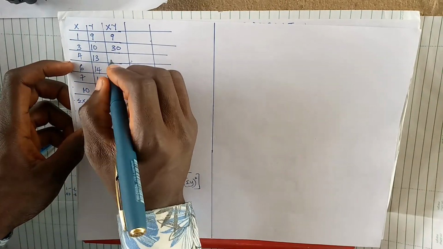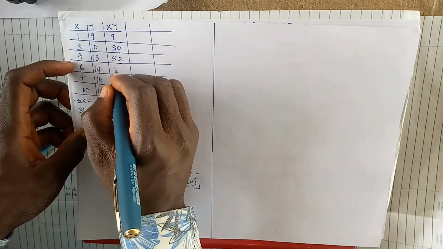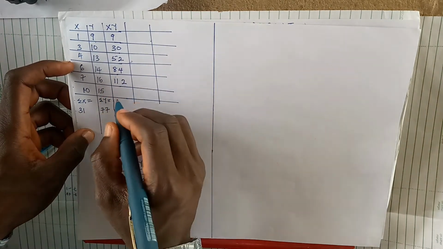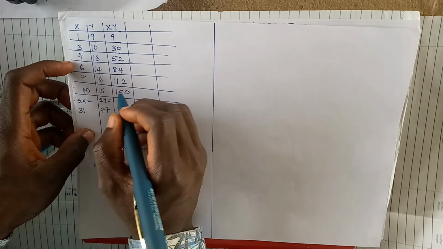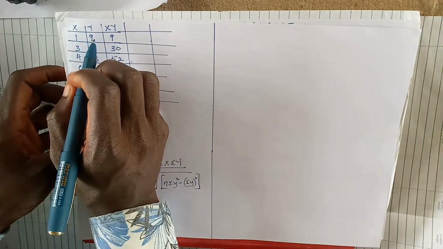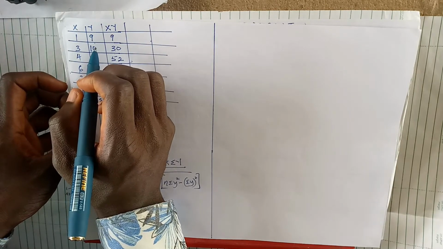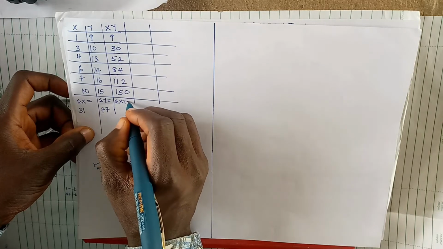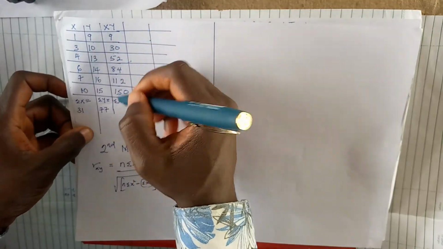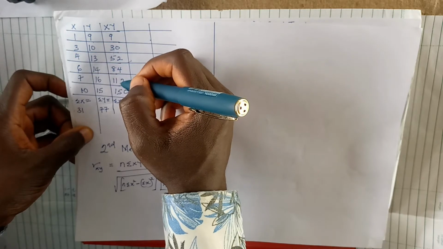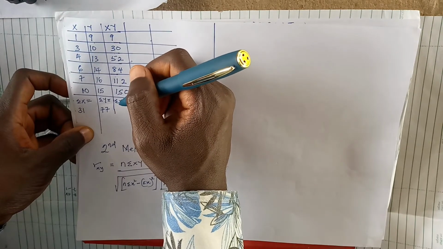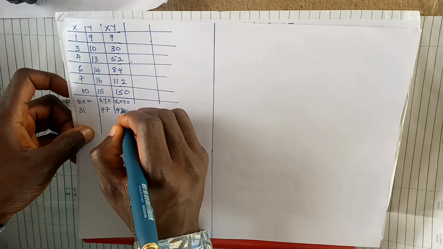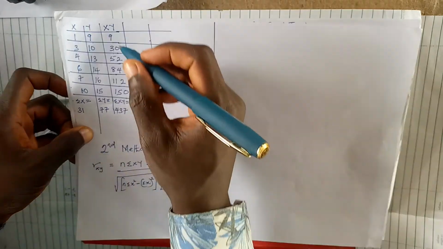This multiplied by this, 52, 84, 112, 150. You multiply each value here with the corresponding value on the other side. So now we need the summation xy. Adding all these values together, 9 plus 30 plus 52 plus 84 plus 112 plus 150, this will definitely give us 437. So this is our summation xy.